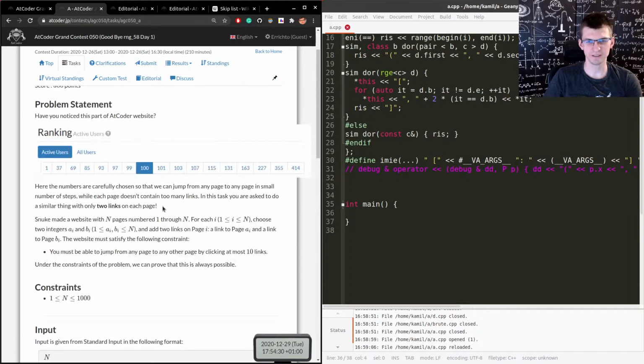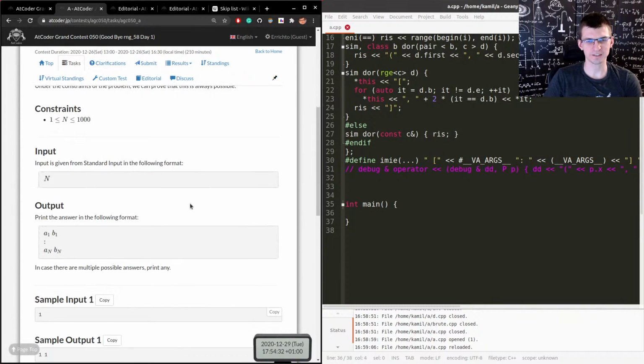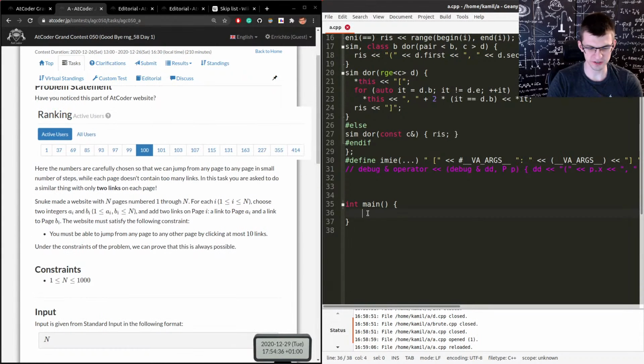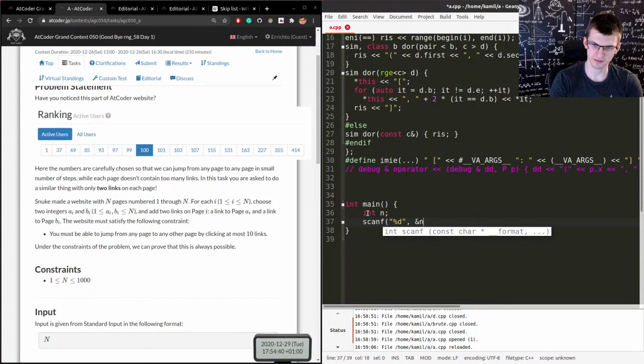So this is why AtCoder problems are very hard. Even if the solution is so easy, it's that hard to come up with it.